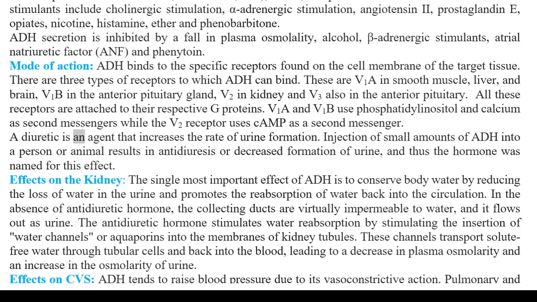A diuretic is an agent that increases the rate of urine formation. Injection of small amounts of ADH into a person or animal results in antidiuresis, or decreased formation of urine, and thus the hormone was named for this effect. Effects on the kidney. The single most important effect of ADH is to conserve body water by reducing the loss of water in the urine and promotes the reabsorption of water back into the circulation.